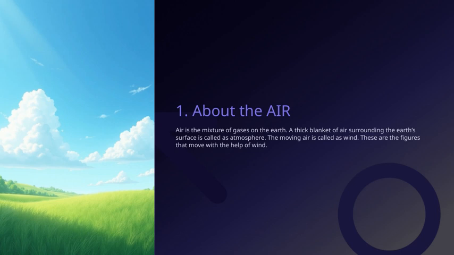Now, when the air moves, we call that wind. Wind is simply moving air, and it plays a vital role in weather patterns and even in how plants and animals adapt. You'll also notice figures that move with the help of the wind, like leaves, flags, or kites. These are great examples of how air movement influences our environment.